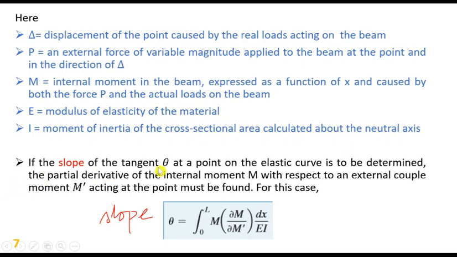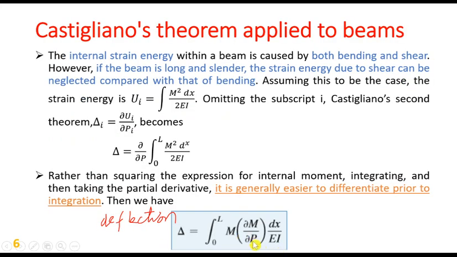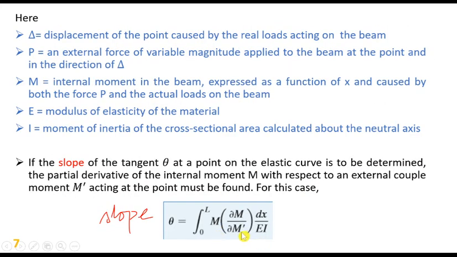If the slope of the tangent at a point on the elastic curve is to be determined, the partial derivative of internal moment with respect to an external couple moment M prime acting at the point must be found. For this case, for slope, theta is equal to the integral from 0 to L of M times partial M over partial M prime. Here it is changed. It is M prime now for slope. Previously it was load P at that point, and here it is moment M prime at that point, dx over EI. So this we will use for slope.